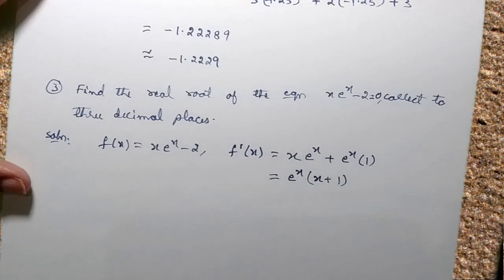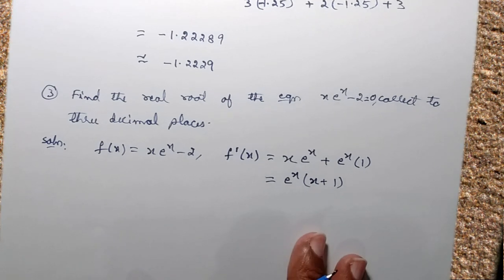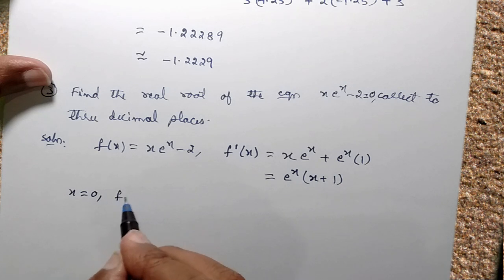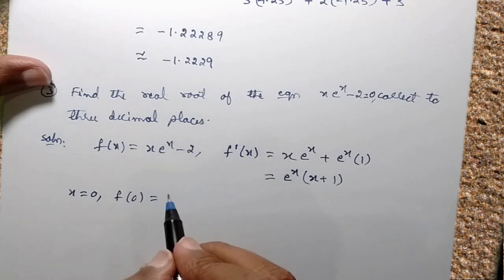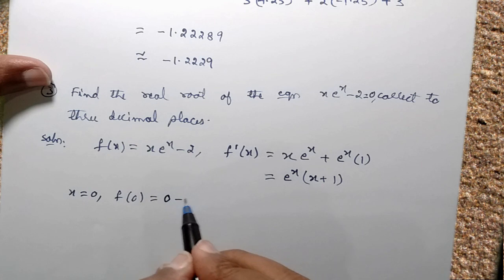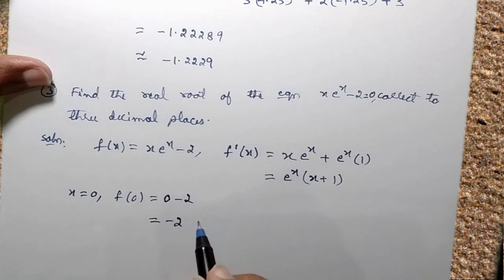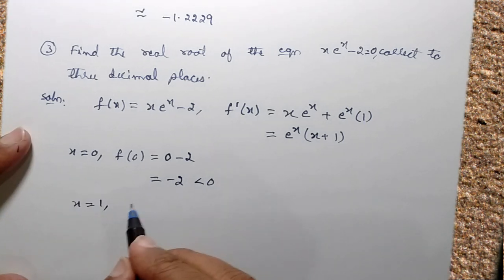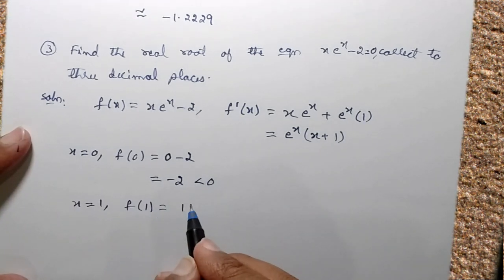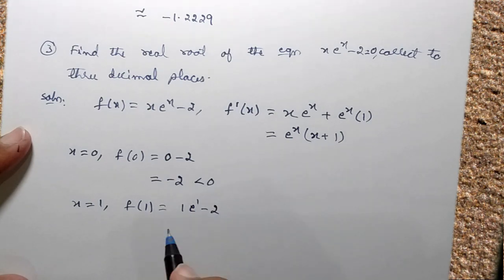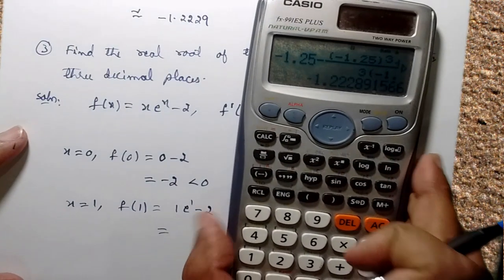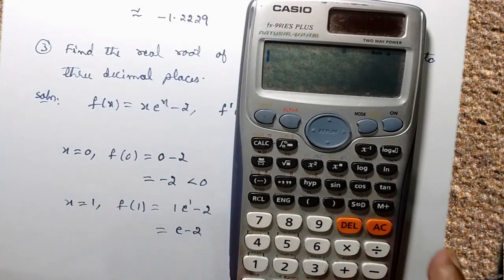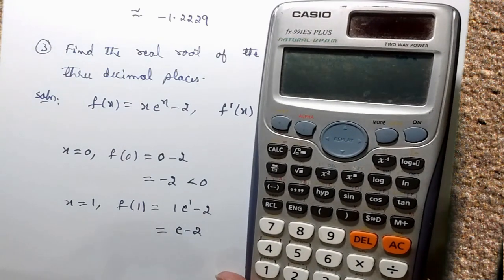Now let us use the function value to find out the root of the equation. So for f of x, suppose I put the value of x to be 0, so f of 0 will be equal to, x is 0, so 0 into anything will be 0 itself, minus 2. So therefore you get the first value to be minus 2, which is less than 0. So let us check another value, x is 1 there, so f of 1 will be equal to x is 1, e power of 1 minus of 2. So just use the calculator and see what value we will be getting. So it is just e minus of 2 you are getting.